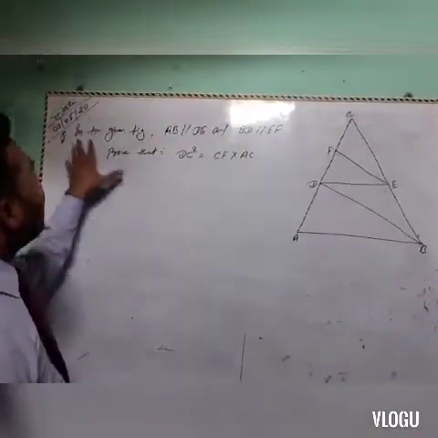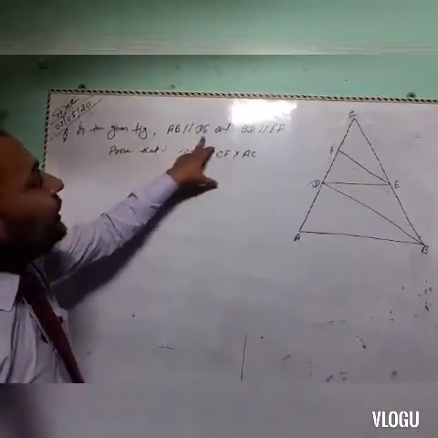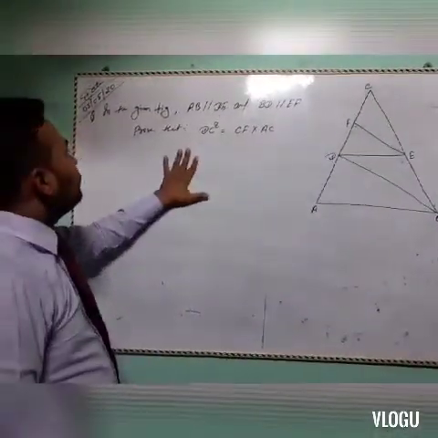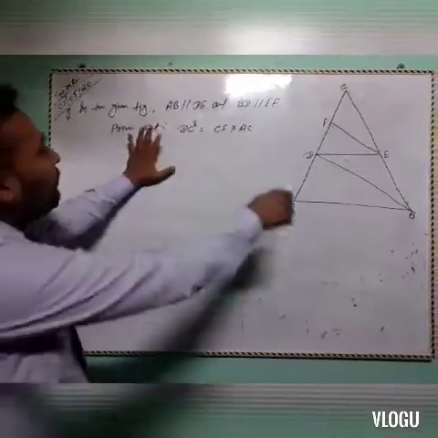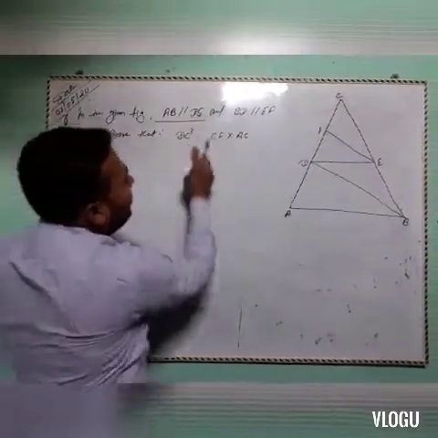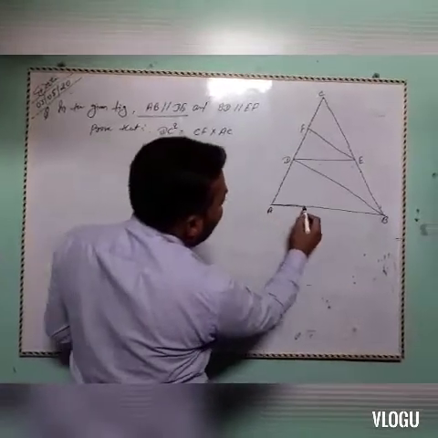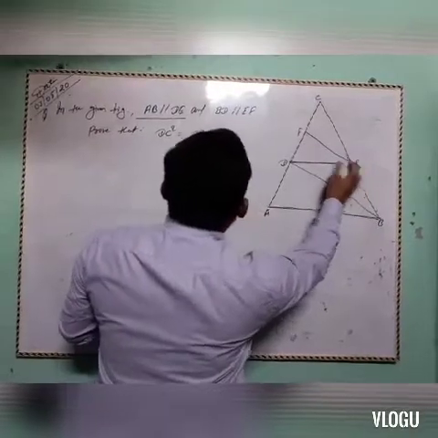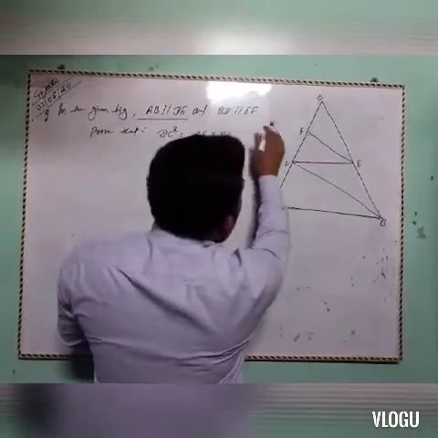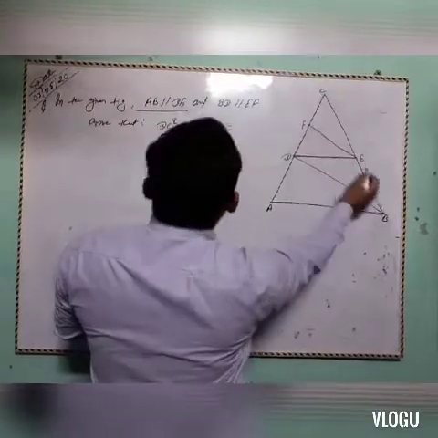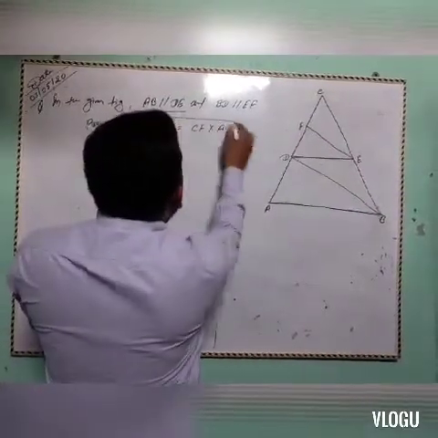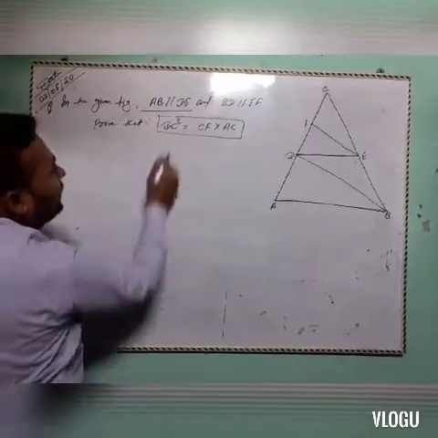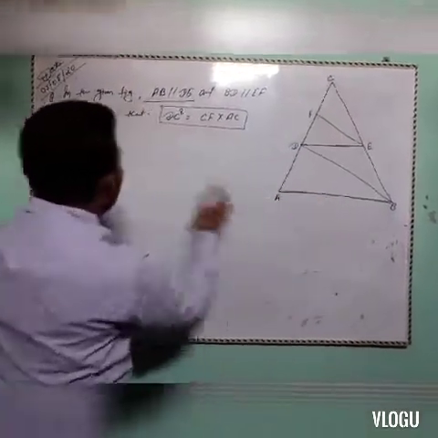And the third question: in the given figure, AB is parallel to DE, this side is AB, parallel to DE, and BD is parallel to EF. Then prove that DC square equals CF multiply AC.